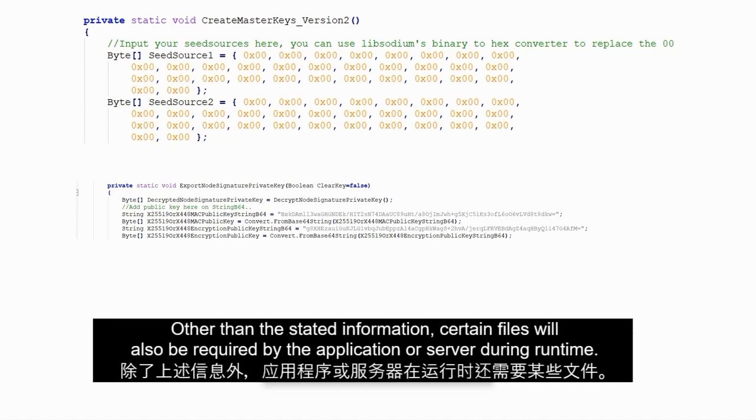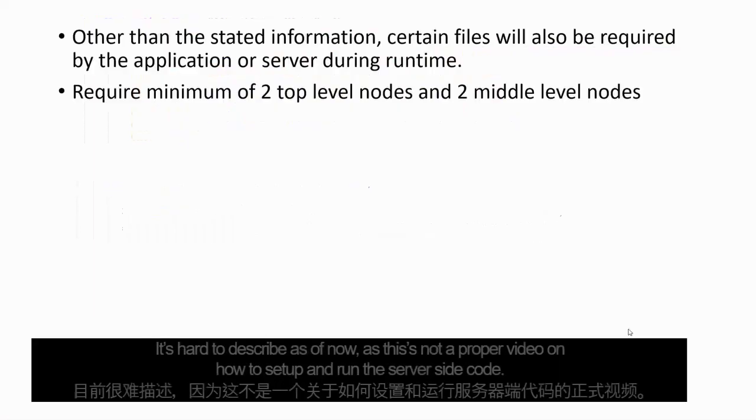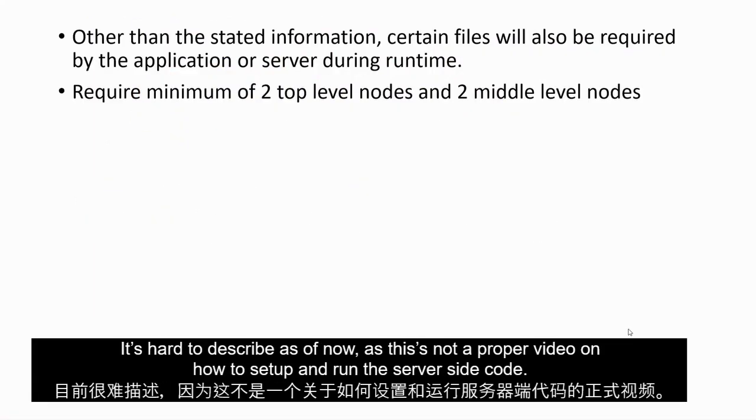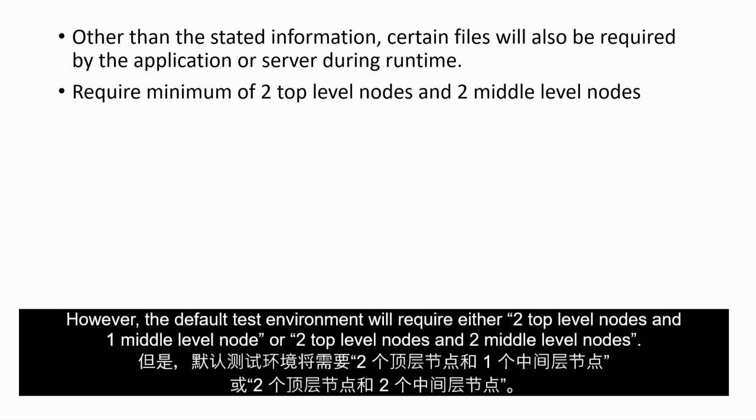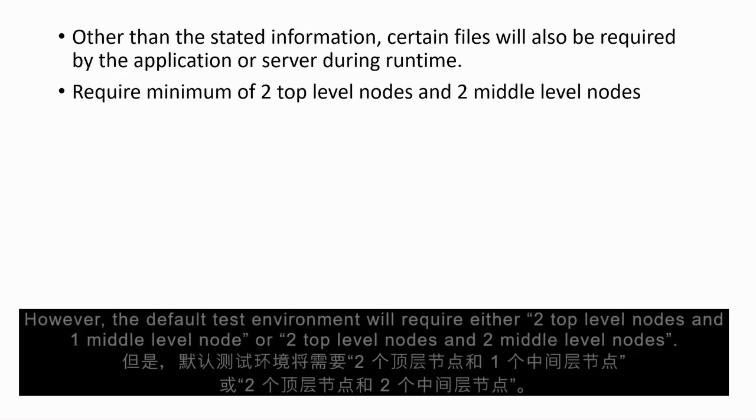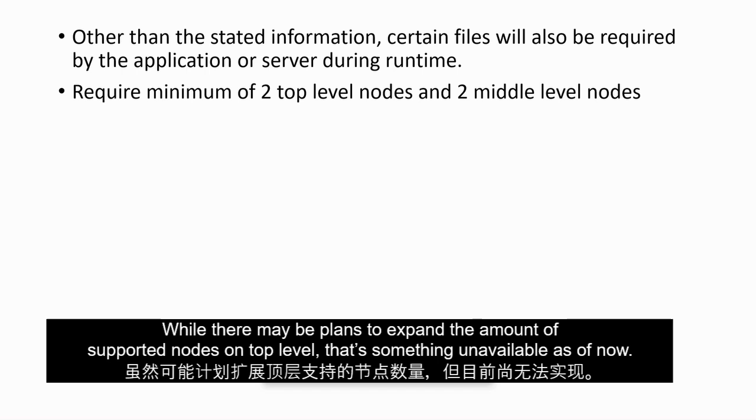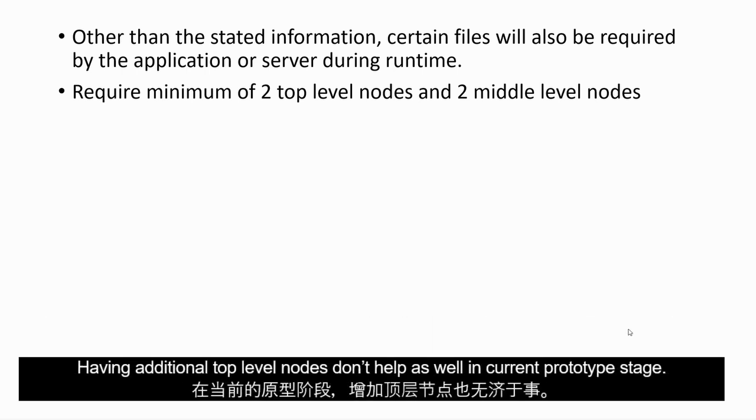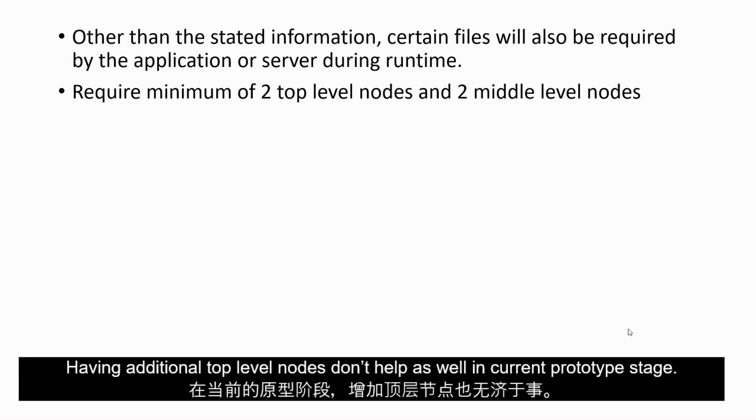Other than the stated information, certain files will also be required by the application or server during runtime. It is hard to describe as of now, as this is not a proper video on how to set up and run the server-side code. However, the default test environment will require either two top-level nodes and one middle-level node, or two top-level nodes and two middle-level nodes. While there may be plans to expand the number of supported nodes on the top level, that is unavailable as of now. Having extra top-level nodes does not help in the current MVP stage.